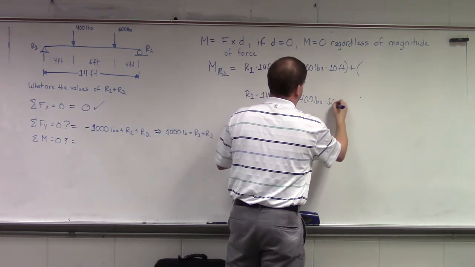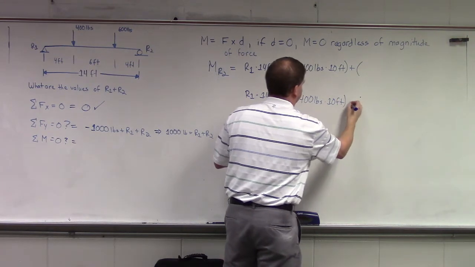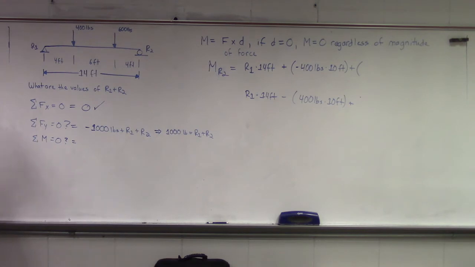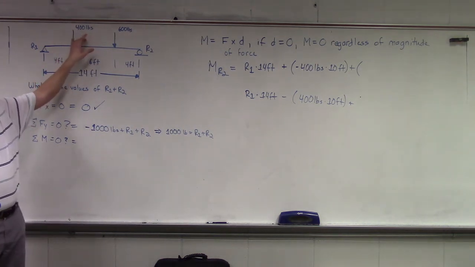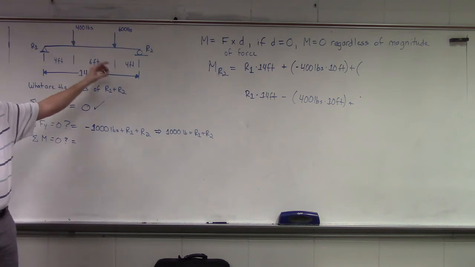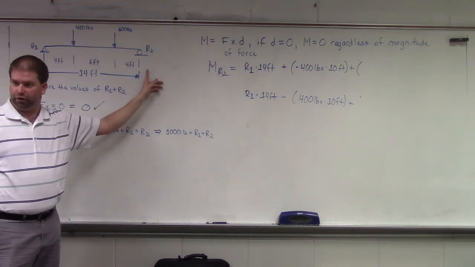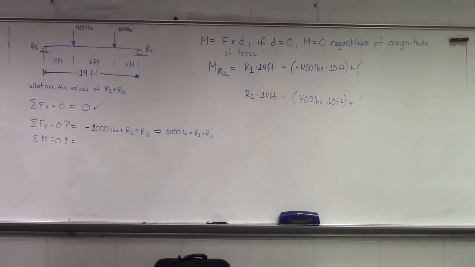So is 400 negative because it's smaller than 600? Is that why? No. We already determined that the force is going down, negative. Careful. It doesn't have anything to do with the magnitude of the force. It has to do with what type of rotation the moment is making around the point in question. So it has to do with where we're referencing, okay?